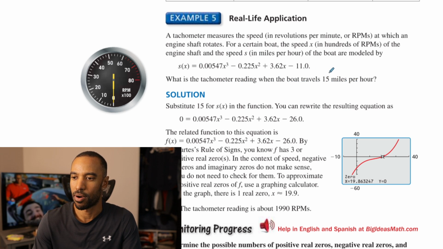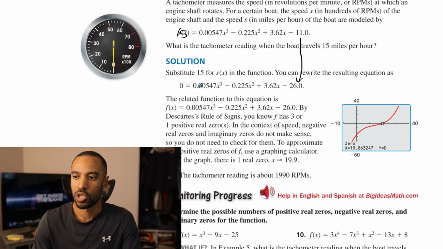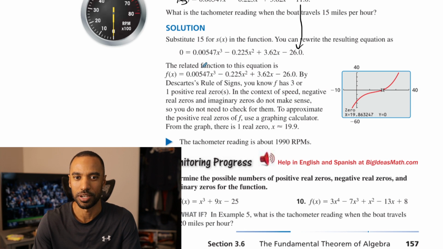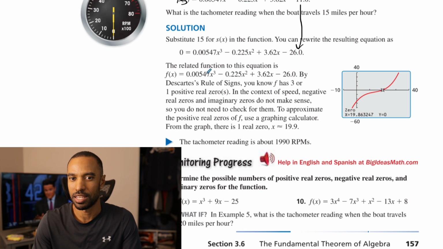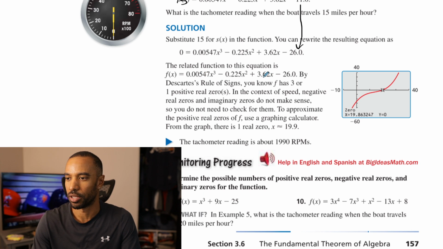So s is in miles per hour. We'd substitute 15 for s. And then you want to set it equal to 0, so subtract 15 over here. That's why this number turns into this. So they're setting that equal to 0, and they're going to solve for x. Looks like it's a good graphing calculator question. So the related function to the equation is this. If you plug this into the calculator, you can take a look at its graph.